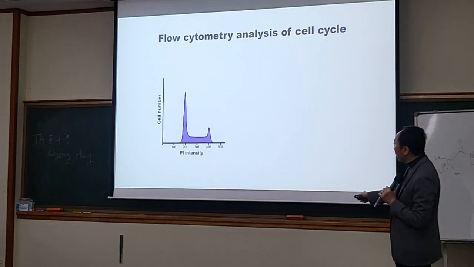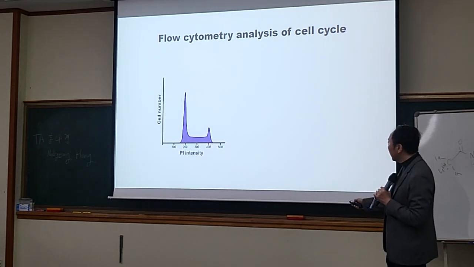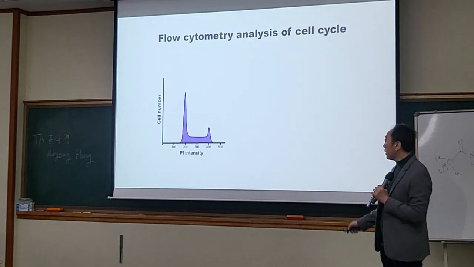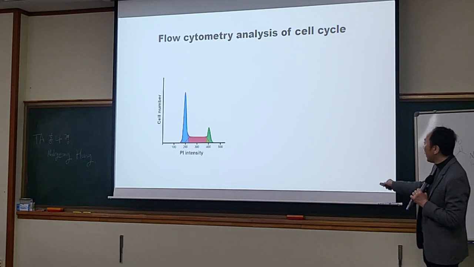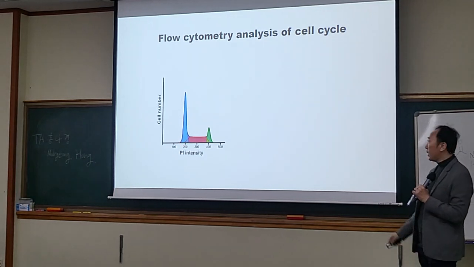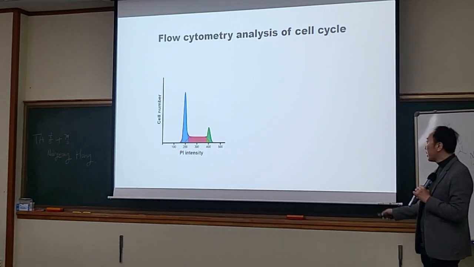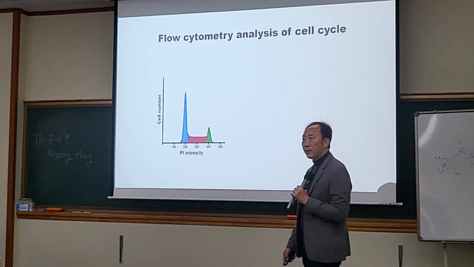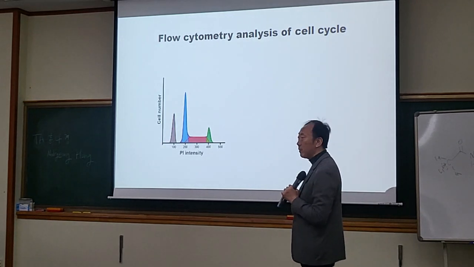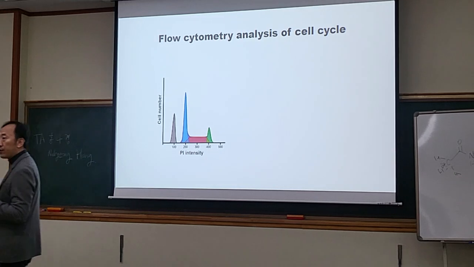So 200 is 2N. This is the normal state, G1. And 400, this is 4N. Then the cells can be moving this way. If you divide this one, then you can make this kind of distribution. And this is G1. This should be S phase. DNA is increasing. This is finished. This is 4N. That should be G2, M state. Sometimes you can see a smaller fragment. This is maybe fragmented cells, not real full cells.